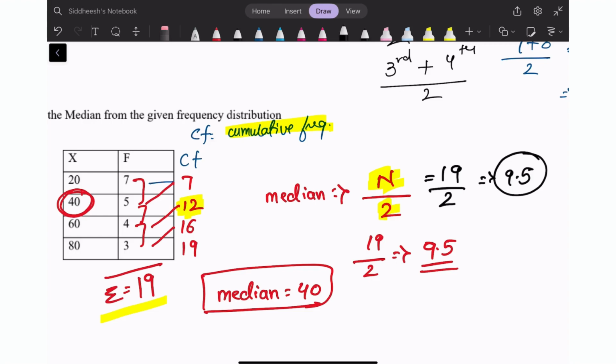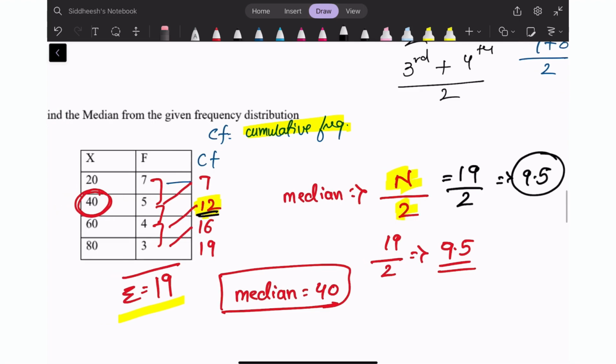Now 9.5 is not there, but 12 is there. Any one number greater than the n by 2 number, that is what? 12 here. Now your middle will be what? 40. So 40 is the answer.